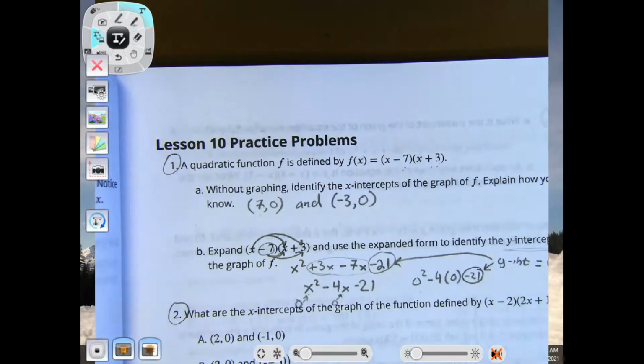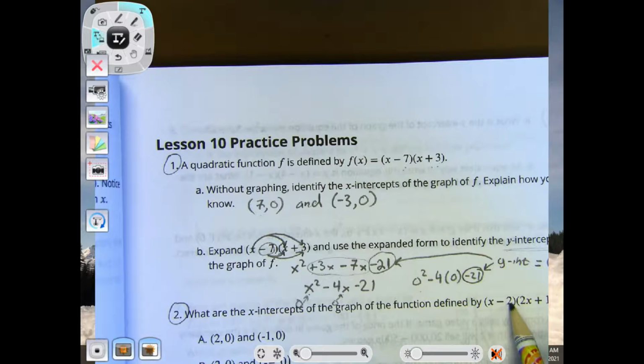Okay, that's the end of the first one. Let's move on to problem number 2. What are the x-intercepts of the graph of the function defined by x minus 2 times the quantity 2x plus 1? Now this one's a little different because I've got a 2 right here. Okay, so I can already tell this is one of my intercepts. So one of them is 2 comma 0.